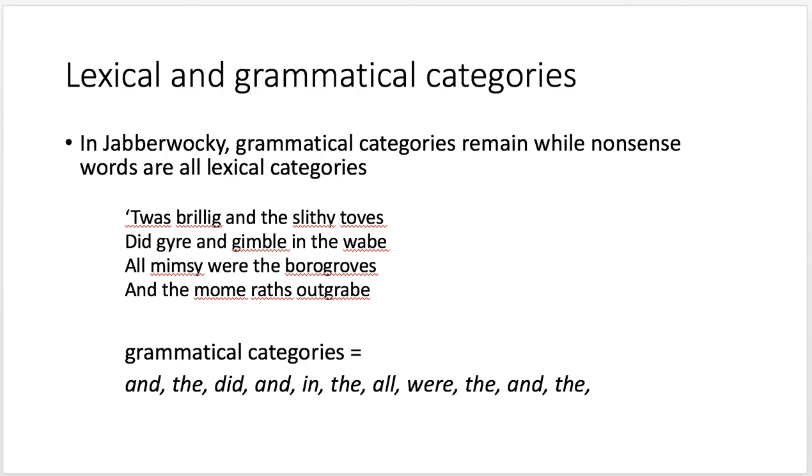So here we see words like brillig, slithy, toves. These all mean nothing, but we know that they are verbs, adjectives, nouns, or whatever. All of the grammatical categories look just like they would in any other English sentence. So and, the, did, and, in, were. These are all grammatical English words, grammatical categories.